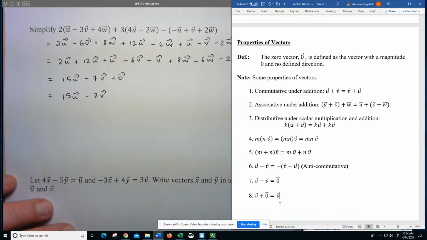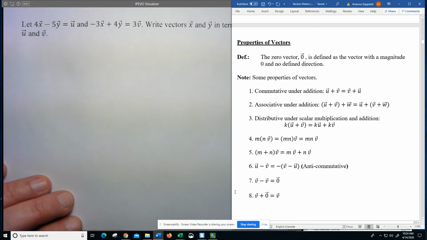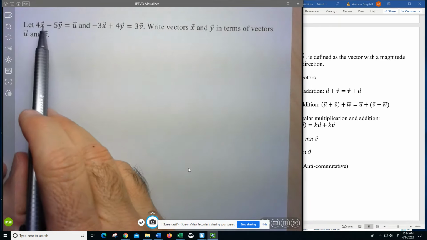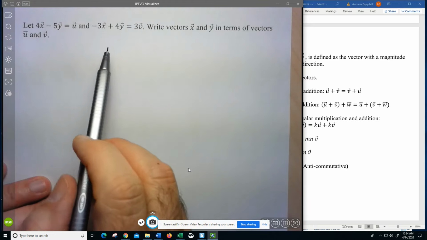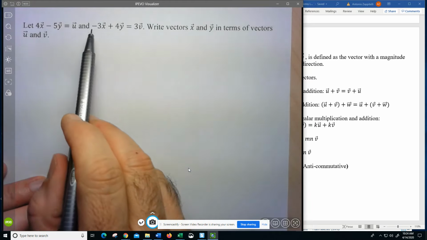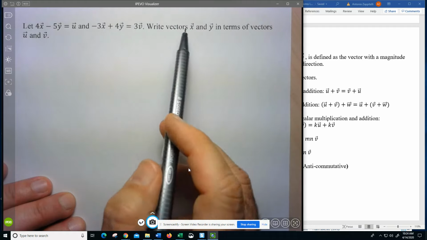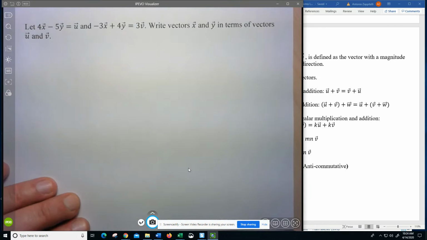All right, so let's take a look at another example here. They tell us that vector u is defined as 4 times vector x minus 5 times vector y, and 3 times vector v is equal to negative 3 times vector x plus 4 times vector y. And what they want us to do is write x and y in terms of u and v. So just write in a different way.